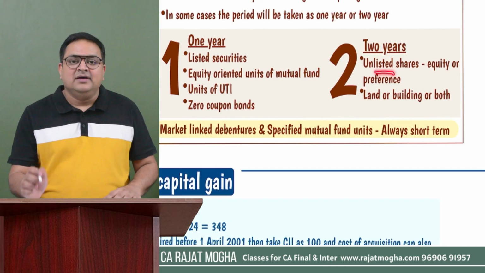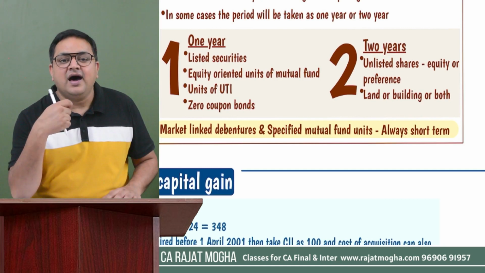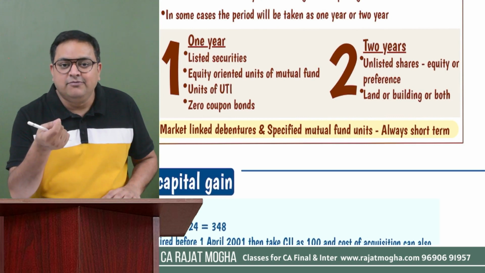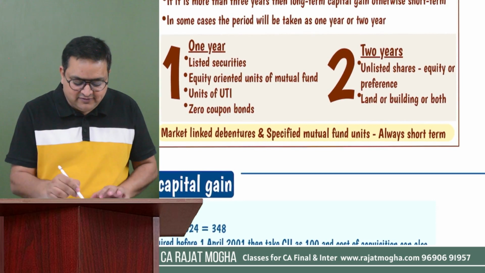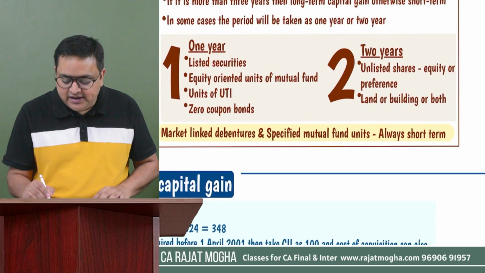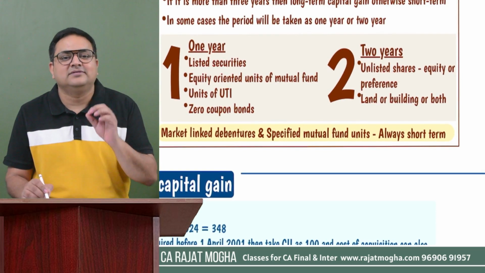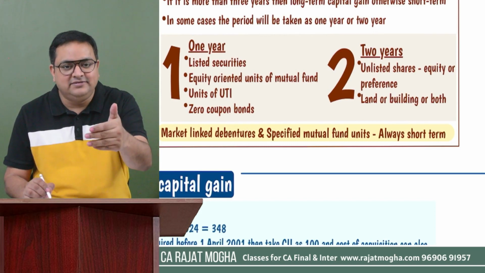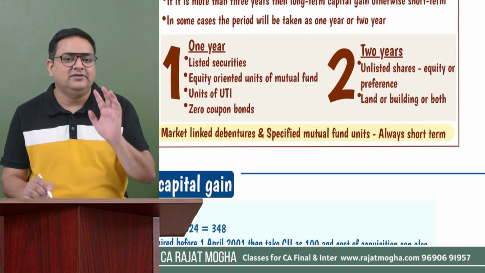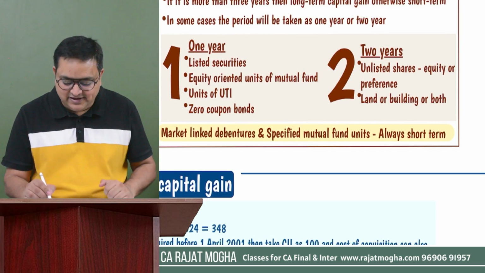So in case we are transferring our unlisted debentures or unlisted bonds, so should we take 2 years? No. See, unlisted things will not be covered over here, and here only unlisted shares are covered. So if the person is transferring their unlisted debentures or unlisted bonds, please take it 3 years. Generally, it is 3 years, correct?